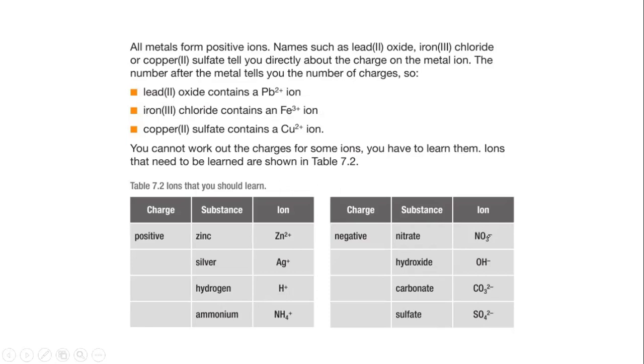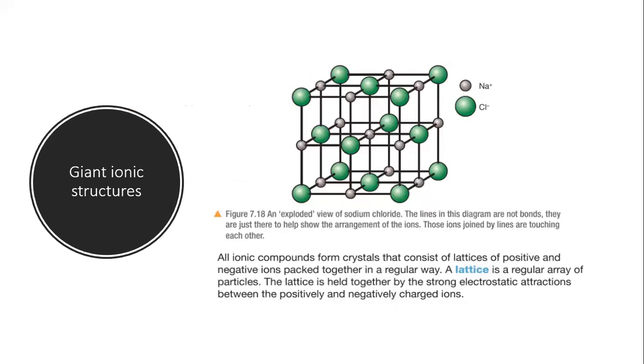In the negative ones, you need to know all 4 of these. Nitrate is always -1. The formula of nitrate is NO3. It always has a charge of -1. Hydroxide has a charge of -1 as well. Carbonate, the formula for carbonate is CO3 and it has a charge of 2 minus. And sulfate has a charge of 2 minus as well. So you go ahead and learn this table, so in exams you automatically remember what the charge is and you don't have to worry about figuring it out.